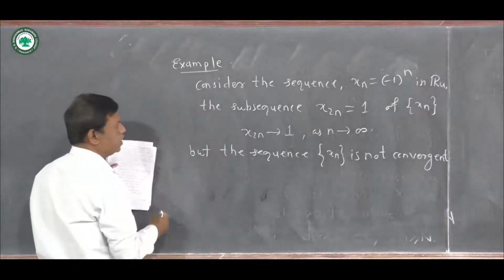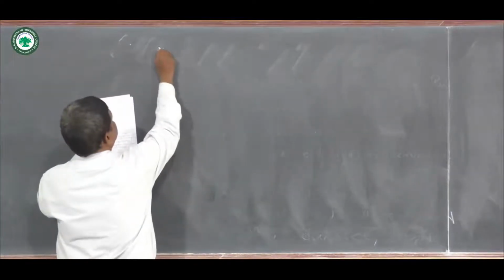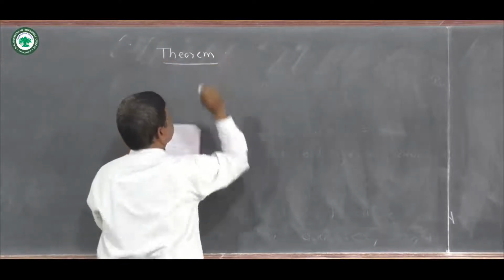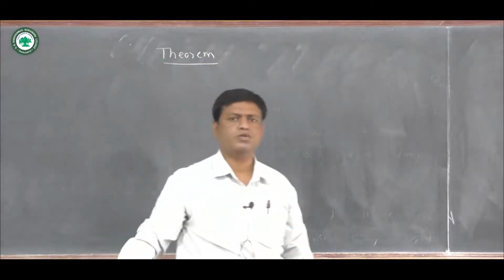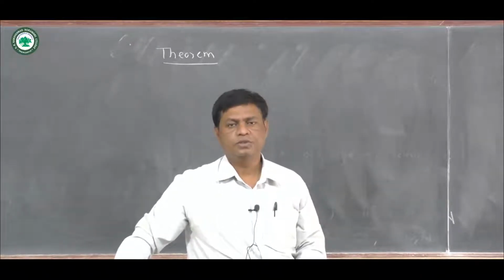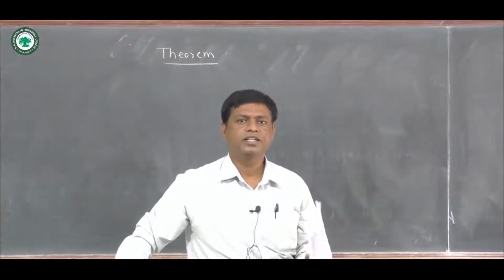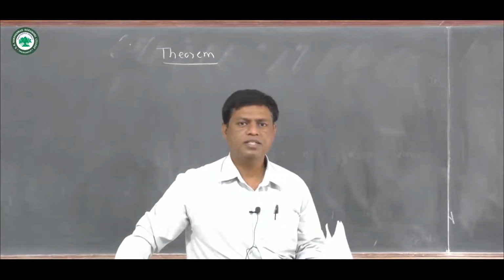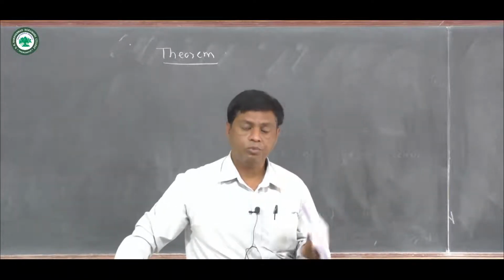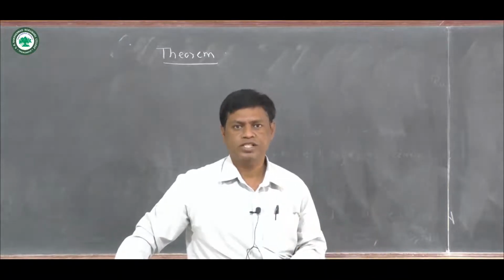After that, we are going to see this theorem. This theorem tells us about the convergence of the sequence and its subsequence. The sequence xn is convergent if and only if it has a convergent subsequence, but that condition alone is not enough. One more condition is that the sequence should be a Cauchy sequence.